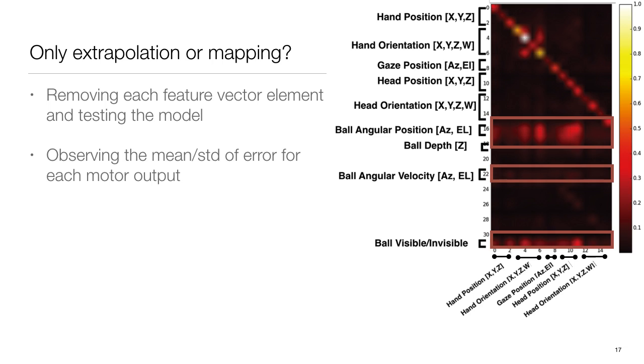The more important message of this figure is the off-diagonal elements. For example, if you remove ball angular position, ball depth, angular velocity, and whether it's visible or not, and ablate the model or in some other ways remove this important visual information from the model, almost all of the motor outputs, such as hand position, gaze position, and hand orientation are going to be affected. It's going to have a high error. So this re-emphasizes the fact that the model has actually learned a mapping between input visual information and output action.